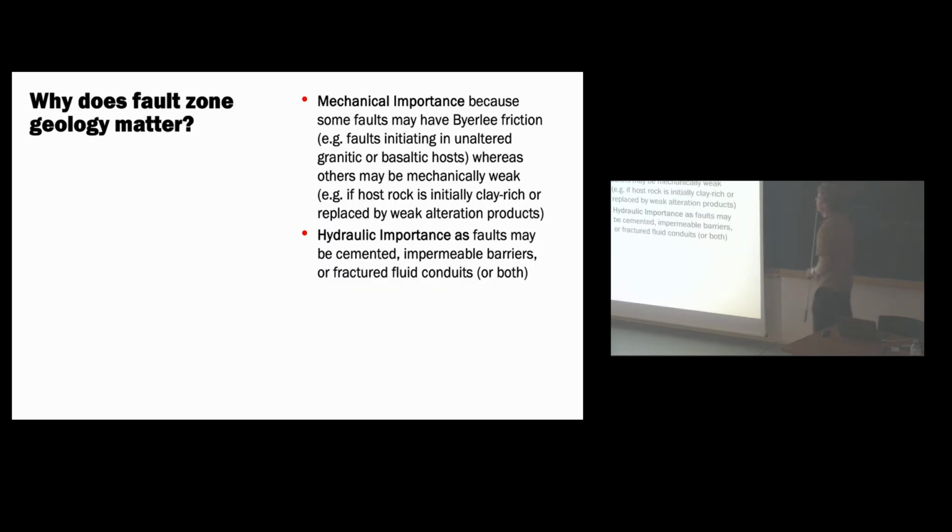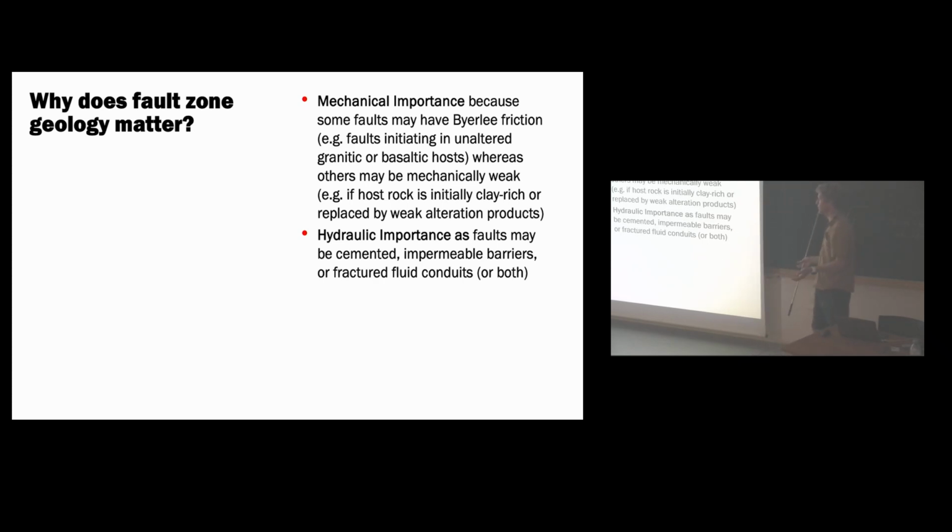Okay, to just stop myself and summarize a little bit. Why does this matter? There's an importance from a mechanical point of view in that some faults might have high friction for good reason, depending on where it is, how it developed. Some other faults might be mechanically weak, again for good reason, how they developed. That can vary along strike, can vary between faults.